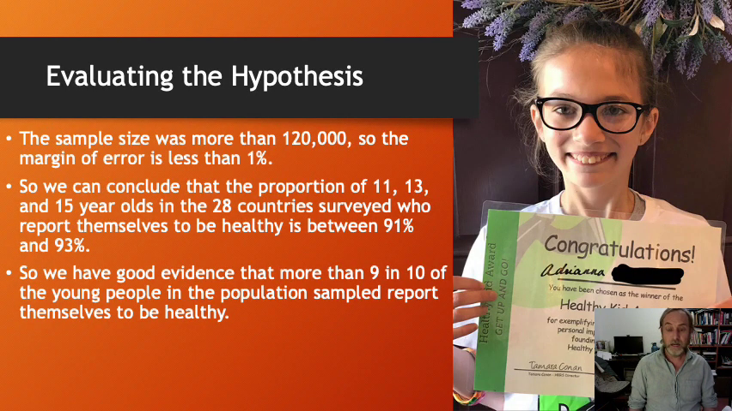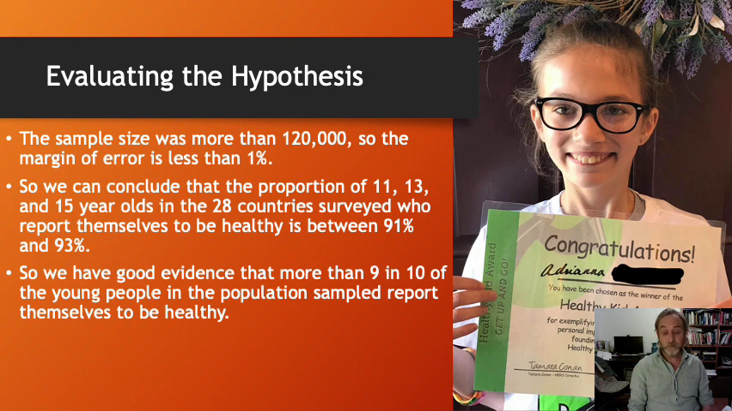Okay, next we will evaluate the hypothesis, and I'll give you the steps. So these are all the steps. We're going through them, and then I'll summarize them for you. So the next step will be evaluating the hypothesis. So big sample size, 120,000. So margin of error when you're looking at the whole population, healthy versus unhealthy, that's the proportion we're looking at now. You got a small margin of error, less than 1%.